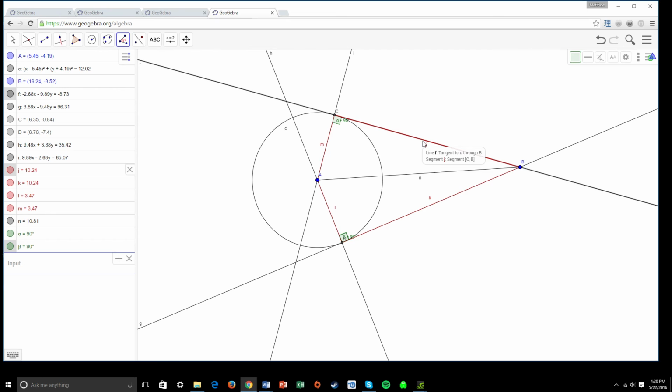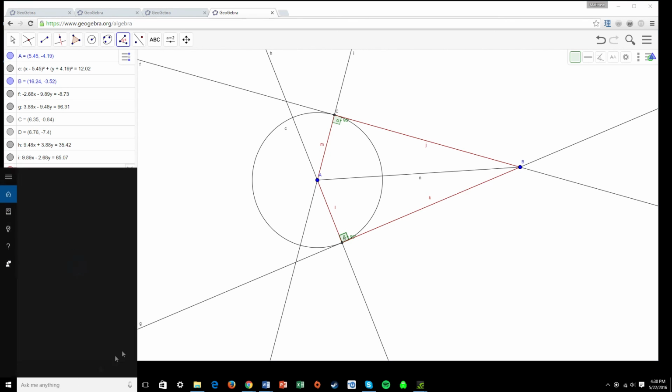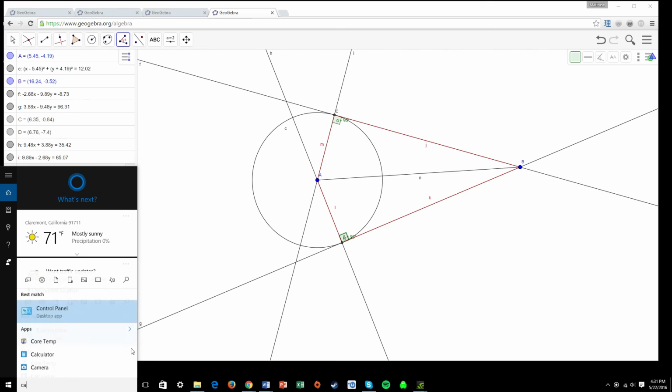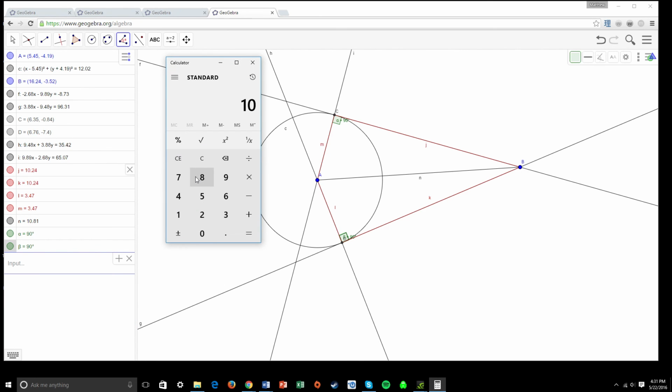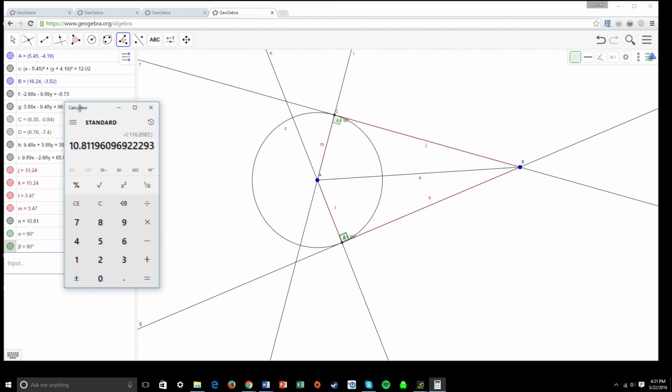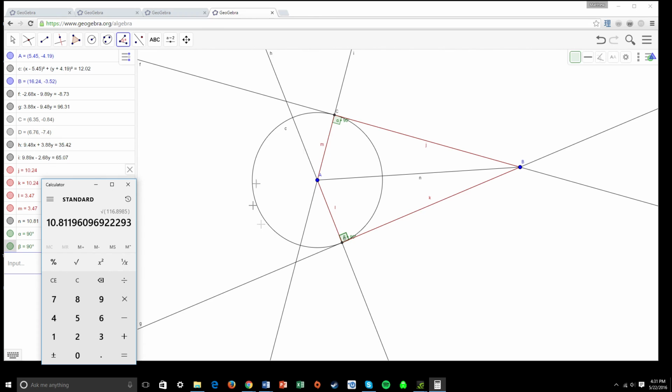So you can take this here, 10.24 squared plus 3.47 squared is equal to AB squared, and it should give you 10.81, or approximately 10.81. And to prove it, I will do it on the calculator. 10.24 squared plus 3.47 squared is equal to 116.8985, and if we take the square root of that, 10.81. So you see they are the same answer. Therefore, we are good.